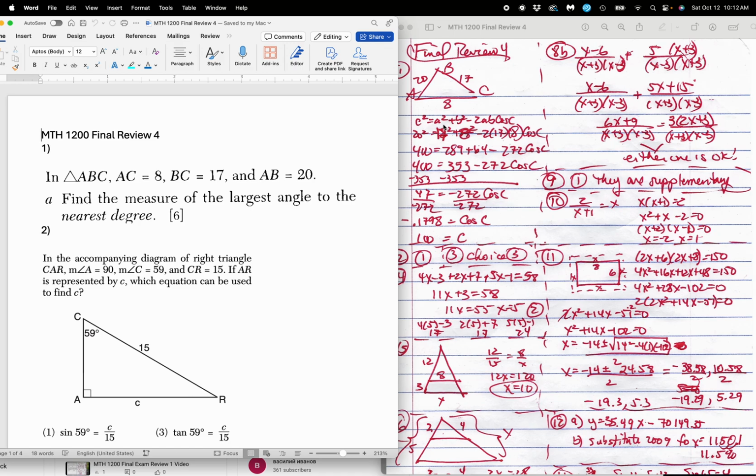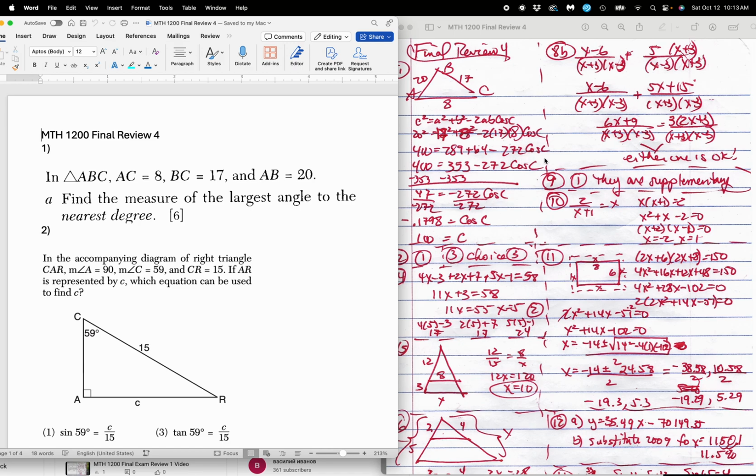C squared is A squared plus B squared minus 2AB cosine C. Substituting everything in, 20 squared is 17 squared plus 8 squared minus 2 times 17 times 8 cosine C. Now there is a little bit of a hiccup in here that some students experience. 20 squared is 400, 17 squared is 289, 8 squared is 64, and then minus 2 times 17 times 8 is negative 272 cosine C.